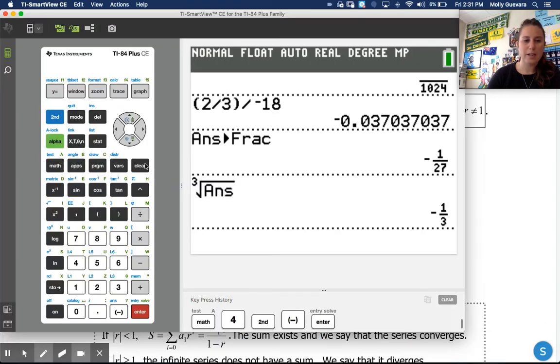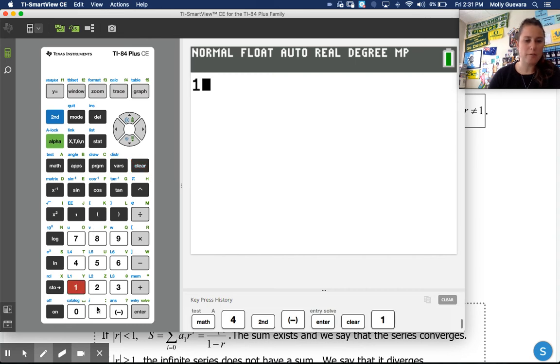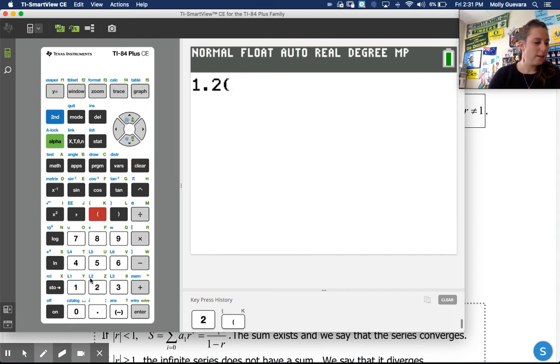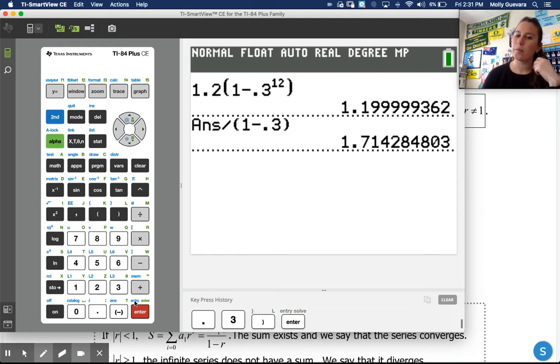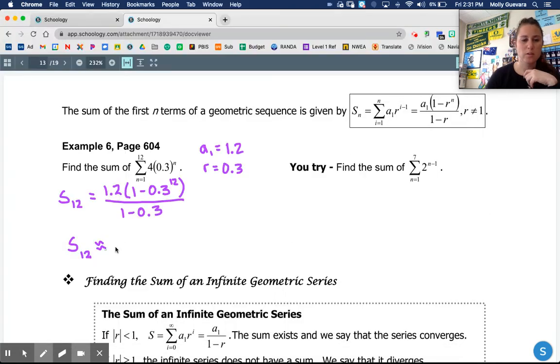So let me show you the way that I do it. I personally do just the top first. So I do 1.2 times 1 minus 0.3. Now, only the 0.3 is being raised to the 12th, so you just need to make sure that you do that very carefully. Then I hit enter. Then I divide it by 1 minus 0.3, again in parentheses. And I get 1.714. So the sum of the first 12 numbers is 1.714-ish.